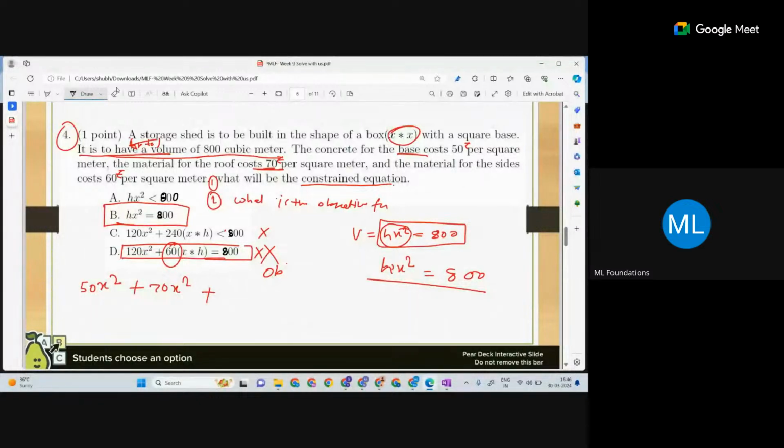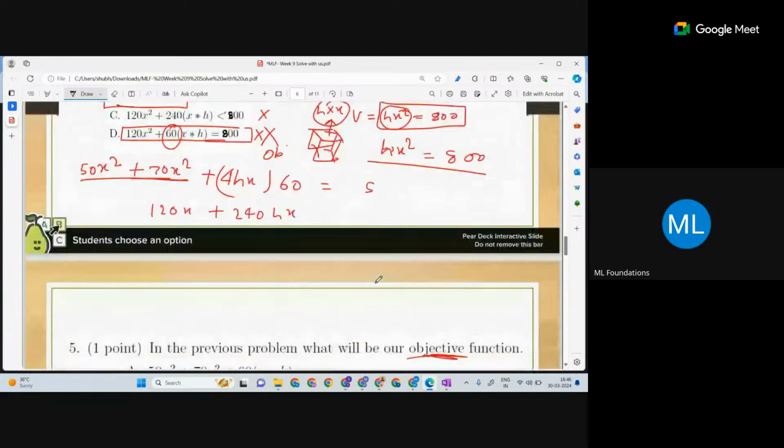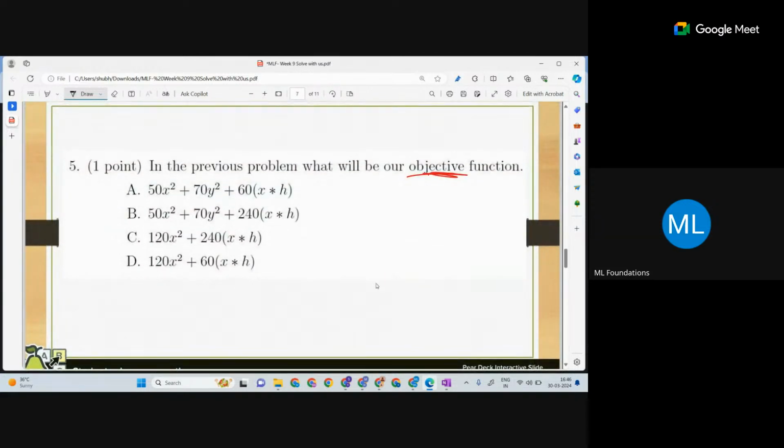Now side is given as 60 rupees, and there are 4 sides, right? If you have a box, it has 4 sides with some height. So what is the area of one side? It is h into x, but it has four sides, so 4 is going to be there. Now the price for that is 60, so this is going to be 120 x square plus 240 hx. So now if you choose the option here, option C is going to be correct.